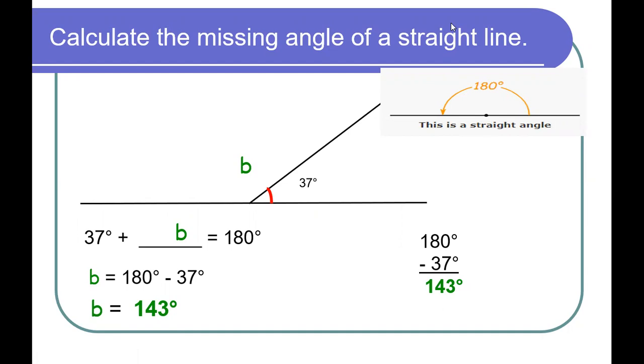Again, if you want to check the answer, whether it's wrong or correct, you are going to take your answer, 143 plus 37. So 10, carry 1, again 8, 180. Okay, so our answer is correct. Therefore, this missing angle here to make 180 is 143 degrees.